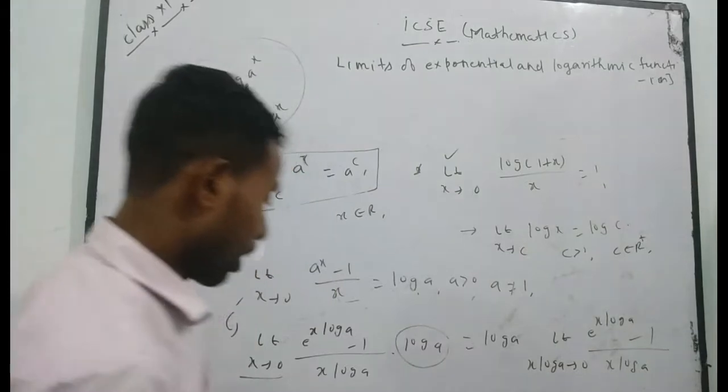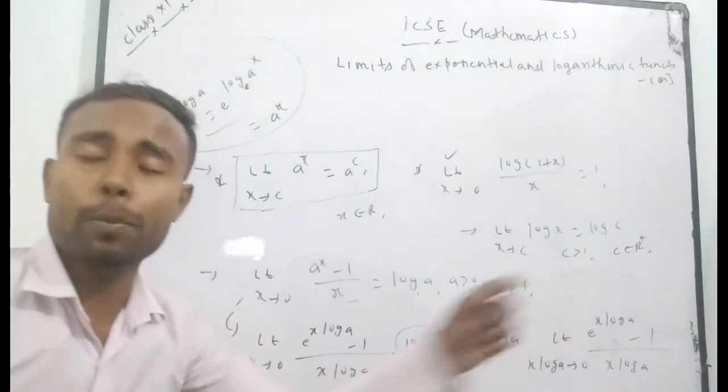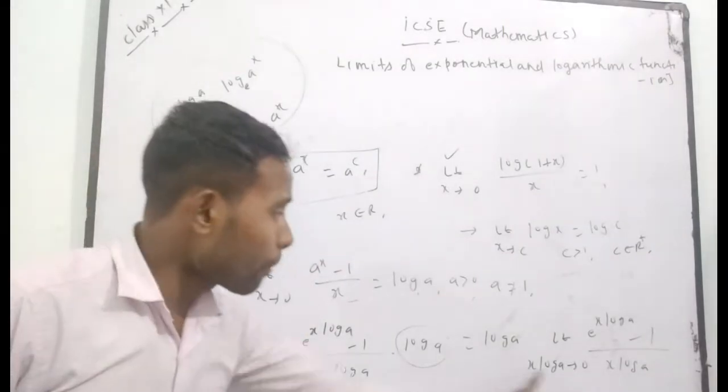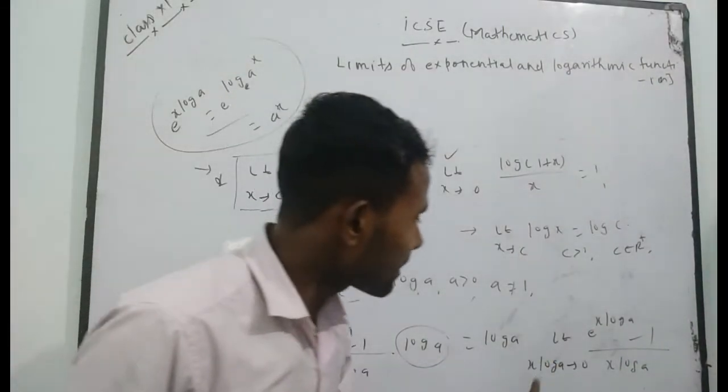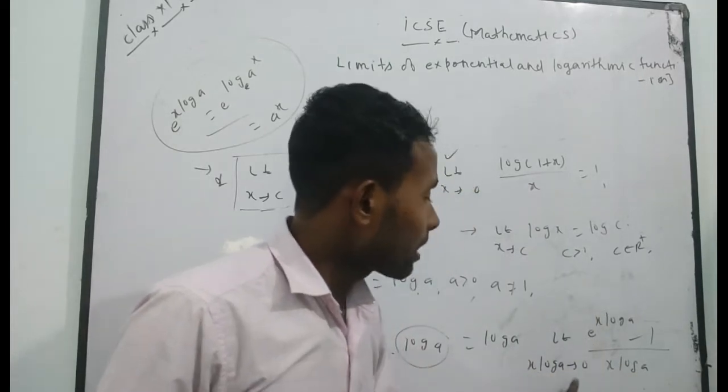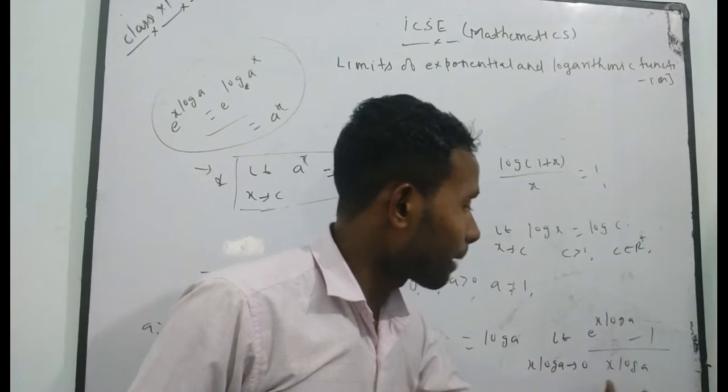Can you write? Because when x approaches 0 and you multiply x by any constant factor, the resulting value also approaches 0. So log a times x approaches 0; the limit as x log a approaches 0 of (e to the power x log a minus 1) divided by x log a.